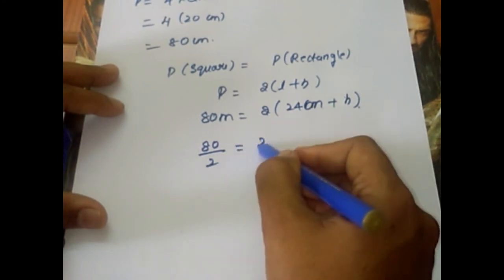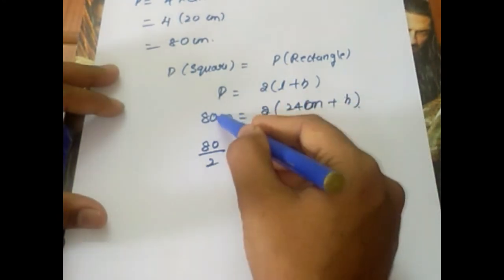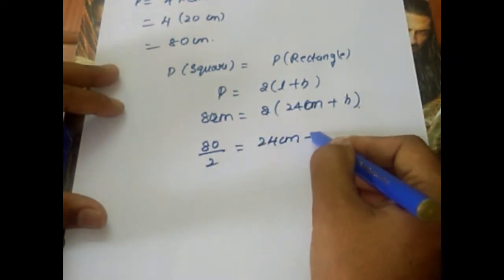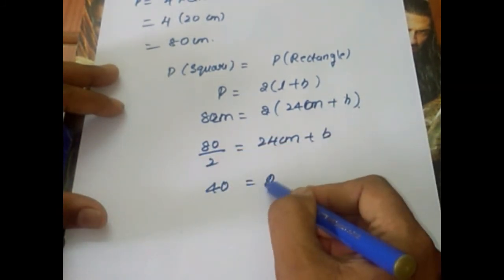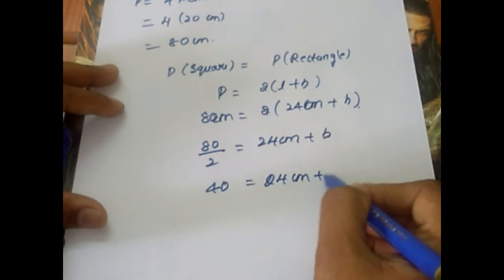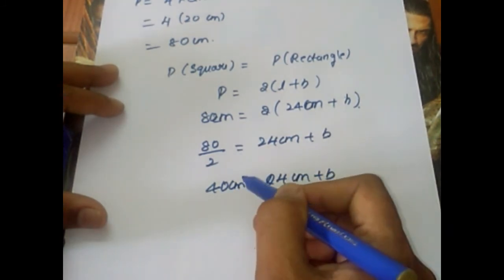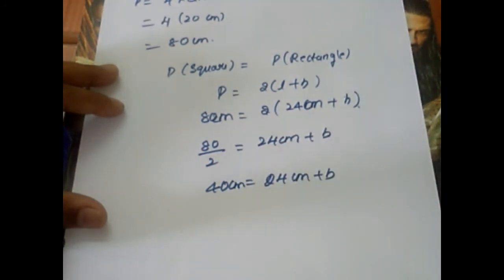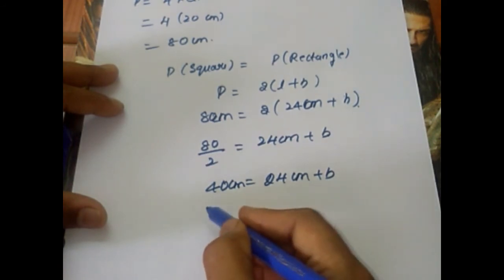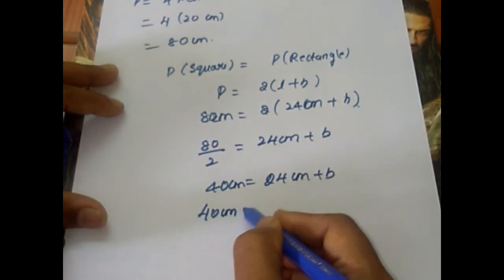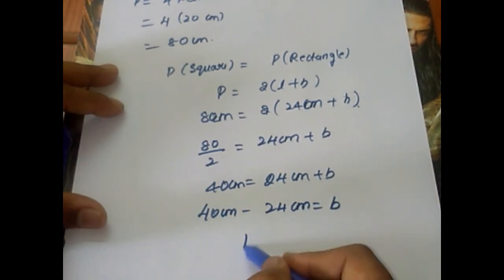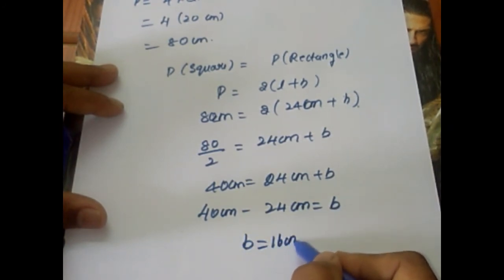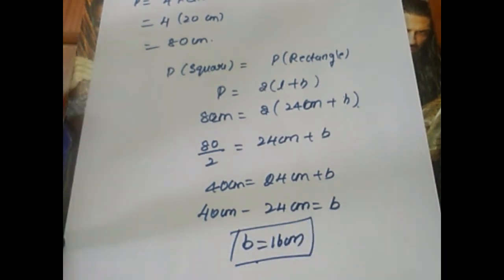80 by 2 is 40, which is 24 centimeter plus B. So 40 minus 24 is equal to 16 centimeter. 40 centimeter minus 24 centimeter is equal to B. So B is equal to 16 centimeter.